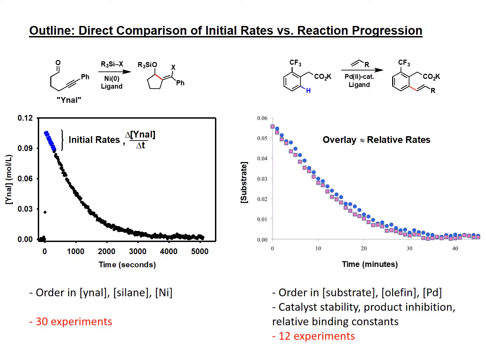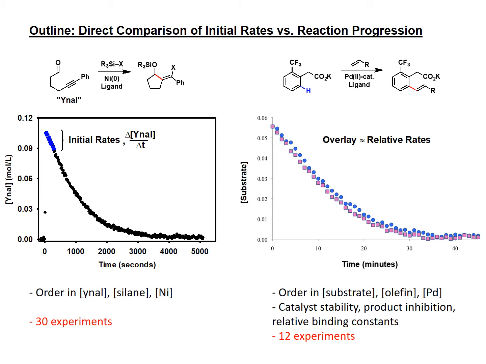So in a general sense, I'm going to split the talk evenly into two different topics, one being the nickel chemistry, where I'm going to use my method of initial rates. I have my reaction progression here. I'm going to look at the first 10 to 15, maybe even 20% conversion, call that my initial rate, and then use that to develop a kinetic model for this reaction.